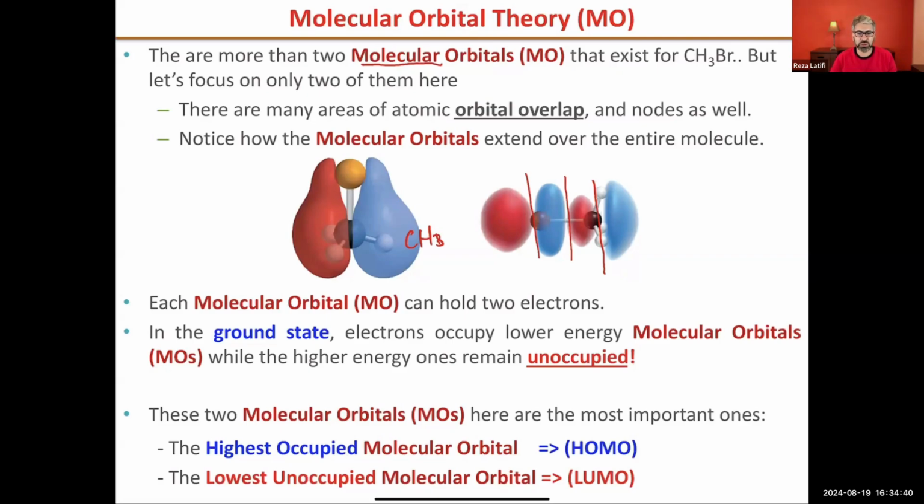Now we have a ground state and an excited state. What's a ground state? Whenever you put the electrons inside the molecular orbital diagram, the lowest electron configuration that you get under normal temperature, we call the ground state. Then we have occupied and unoccupied orbitals. The highest occupied orbital we call the HOMO, and the lowest unoccupied orbital we call the LUMO.